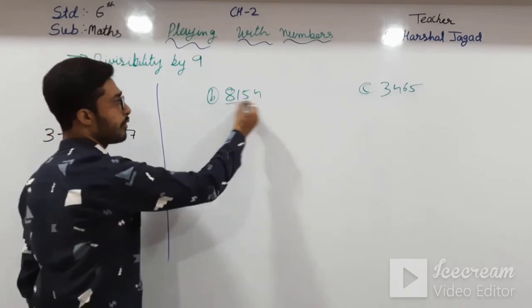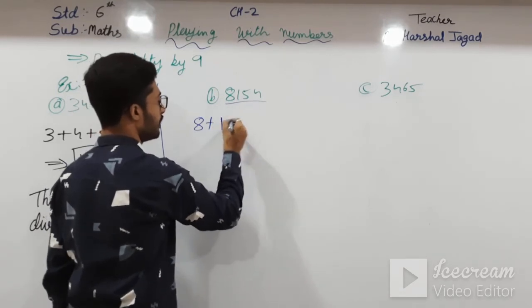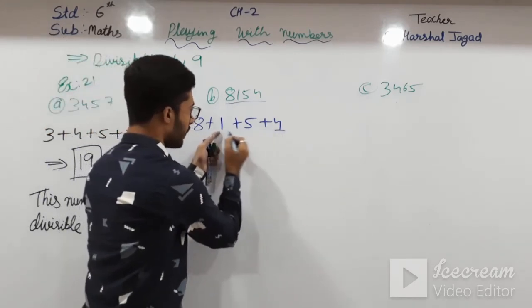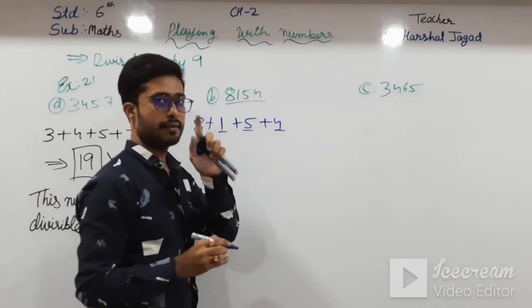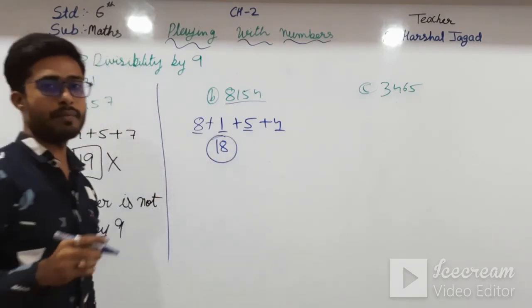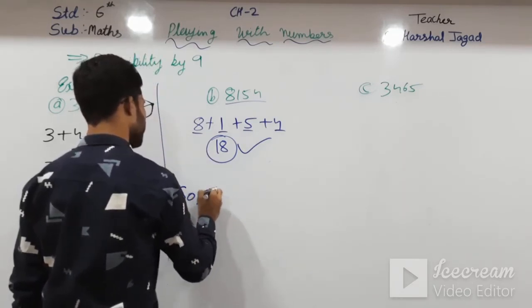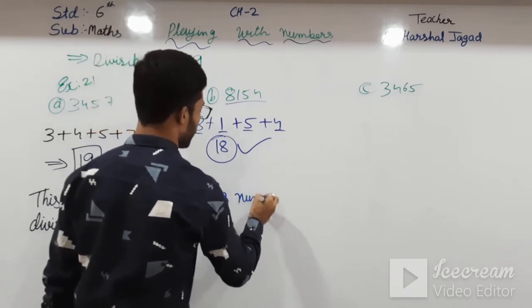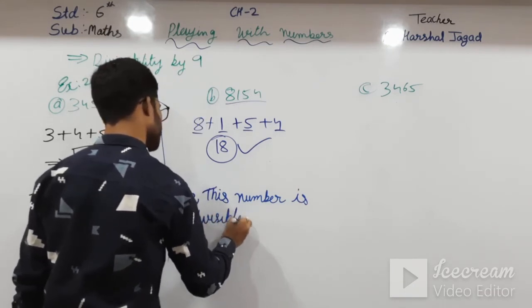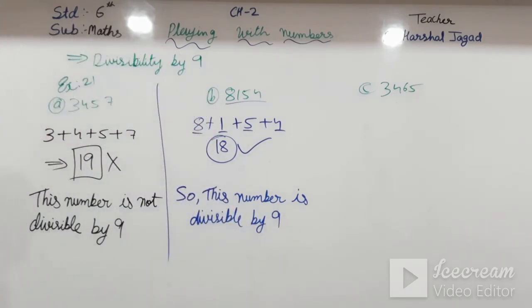Okay students, now moving towards example B. See here, now also we have to do the total of the digits, that is 8 plus 1 plus 5 plus 4. If I take 4 plus 1, that is 5, 5 plus 5 is 10, 10 plus 8 is 18. So is this number divisible by 9? Yes, it is divisible by 9. 9 twos are 18. So this number is divisible by 9.